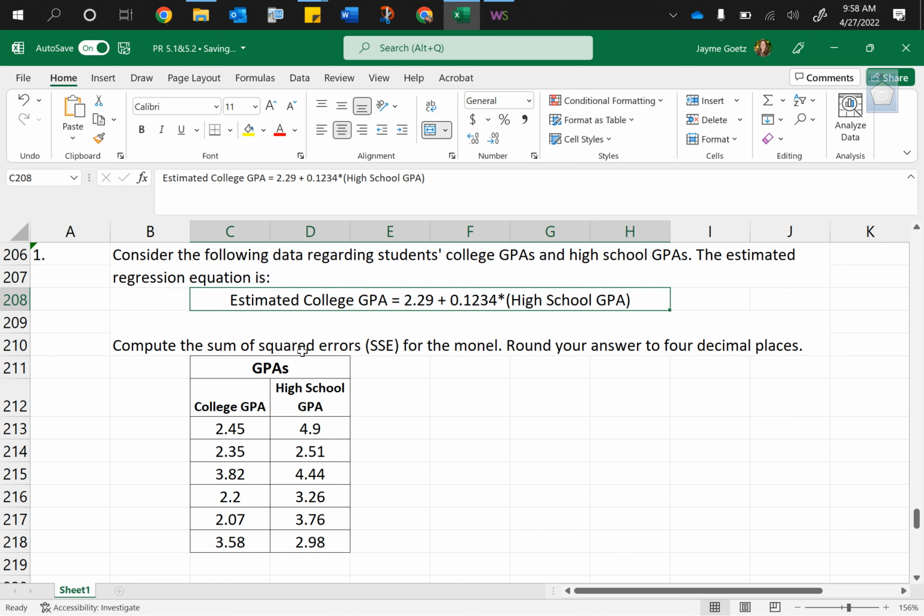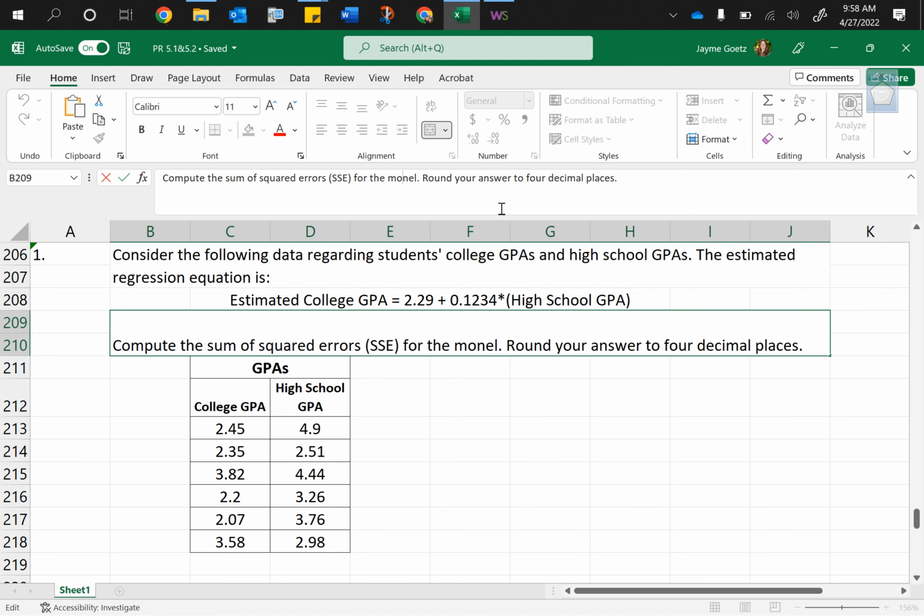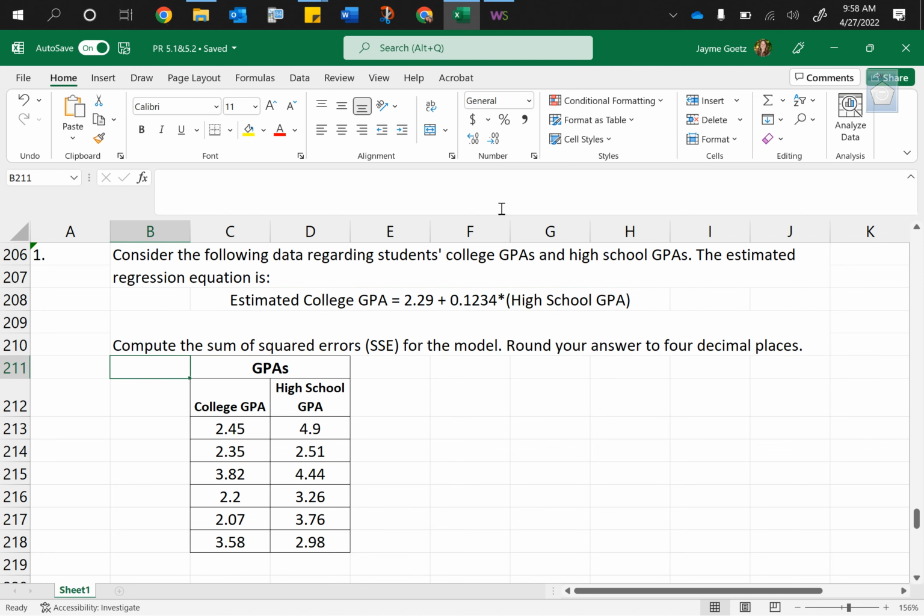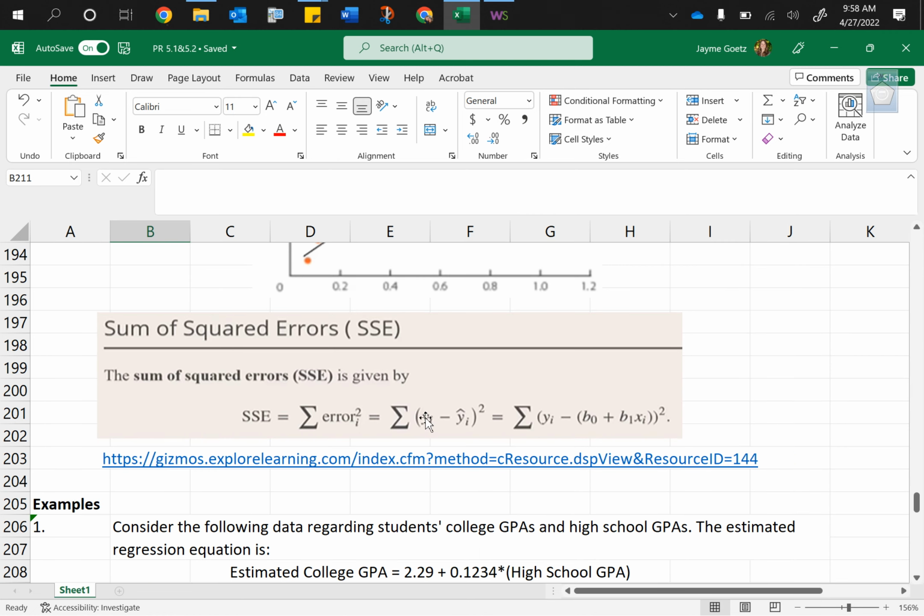Compute the sum of the squared errors for the model. Round your answer to 4 decimal places. Well, this is the formula that we're using. This formula looks really intense, but again, all you have to do is break it down. The sum of the squared errors is literally exactly what it sounds like. The sum of the error squared.